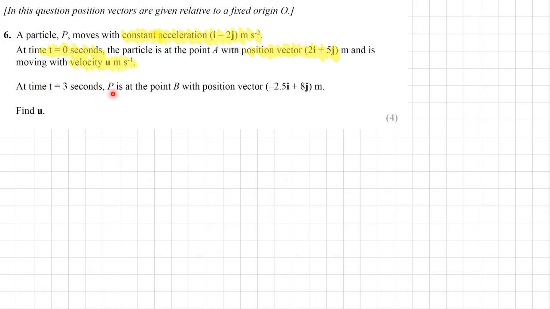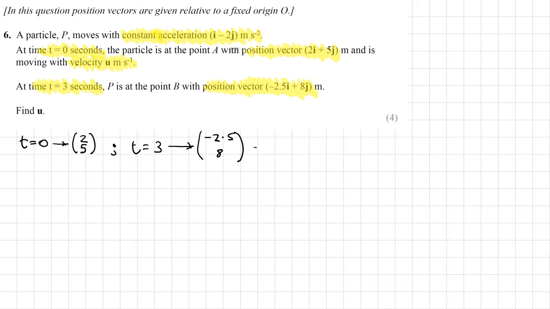At t equals 3 seconds, P is at the point B with position vector negative 2.5i plus 8j, and we need to find u. So I'll just highlight that. So when t is 3, it's now at a different position at point B. So in this question, we're given the position when t equals 0. So I'll write that down. When t equals 0, the position is 2, 5. I'm going to write it in a column like that. And then when t is equal to 3, the particle is now at the position negative 2.5, 8.